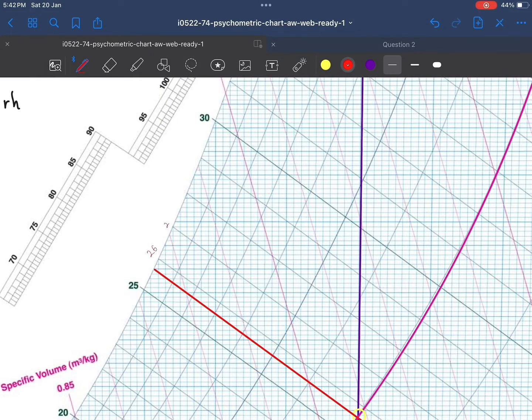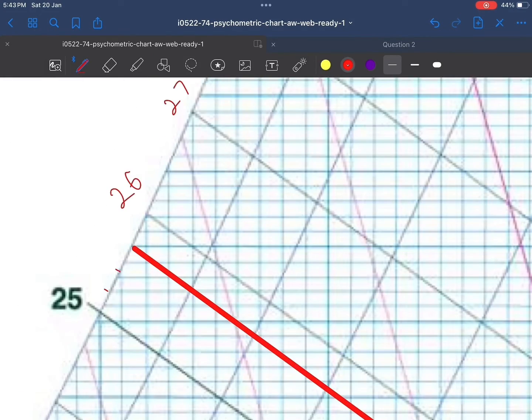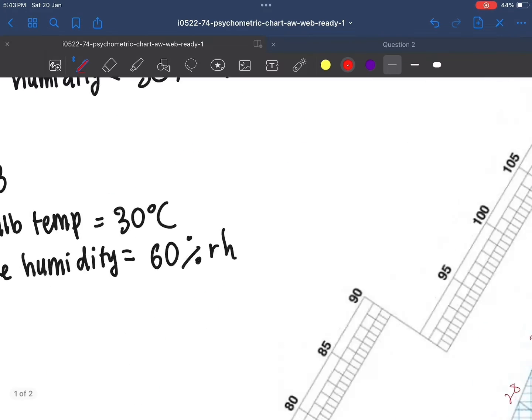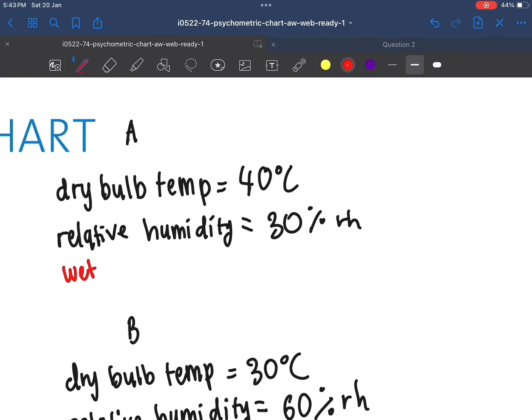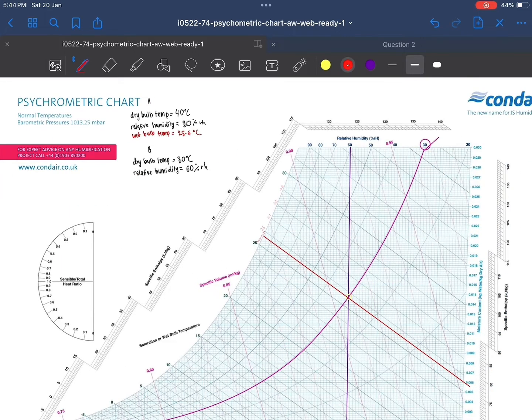As you can see, between 26 and 25 has 5 parts here. 1/5 equals 0.2, and then the line that we draw is at the scale number 3. 0.2 multiplied by 3 we get 0.6. 25 plus 0.6 we get 25.6 degrees Celsius for the wet bulb temperature at air A.